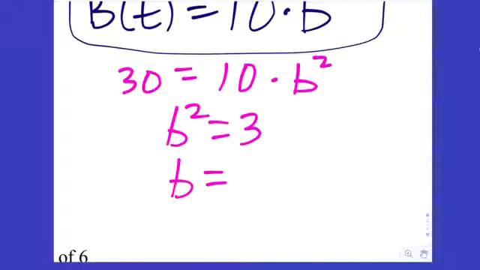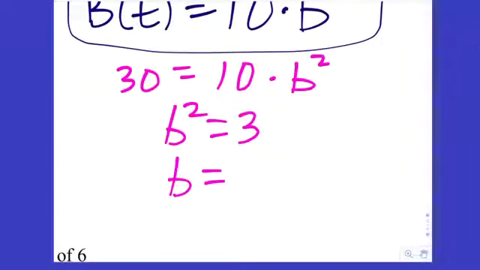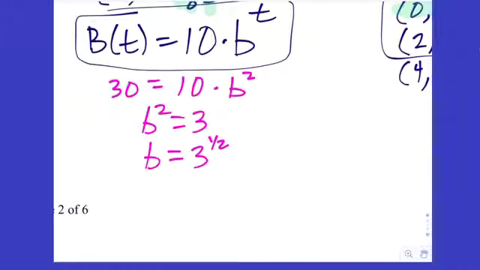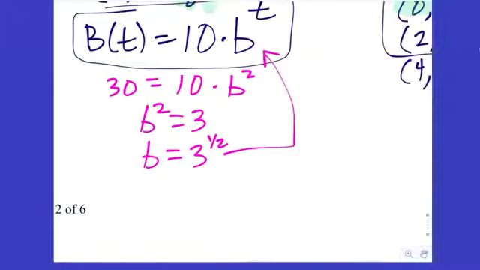Is 3 a perfect square? No. So remember what we do if it's not a perfect square, instead of taking the square root of 3, we'll just raise both sides to the 1/2 power, and we end up with 3 to the 1/2. Remember that? If it's not a perfect root, just leave it as the nice base raised to the fraction power. And then all we have to do is plug that in right here to get our model.